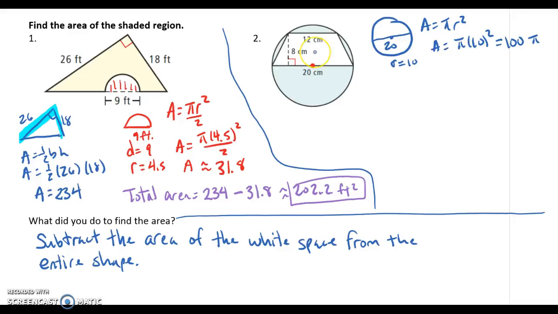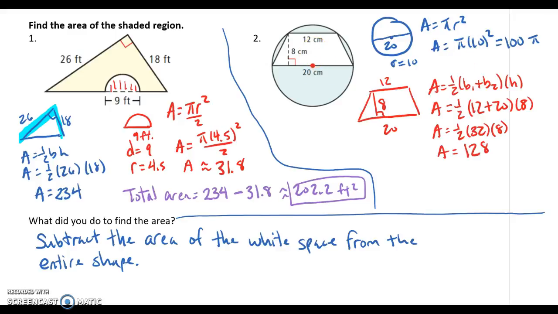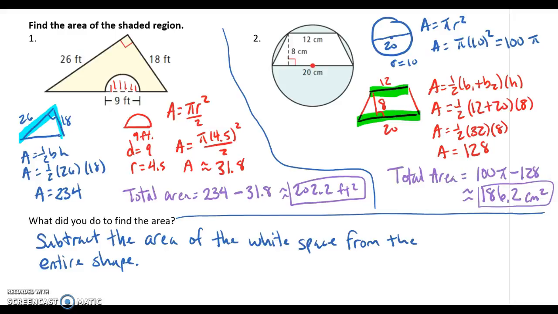And then our hole that we've cut out of it is a trapezoid. So remember your trapezoid area formula, A is 1/2 times B1 plus B2 times H. And remember, B1 and B2 are those parallel bases that never touch, so that's 12 and 20. So I'm just going to go ahead and plug in 12, 20, and 8 for H, because that's the perpendicular distance connecting the bases. And I get 128 as the area of the trapezoid. Now remember, we're going to take whole shape minus the white space, and we'll get our total area. So circle minus trapezoid, 100 pi minus 128, is about 186.2 square centimeters.